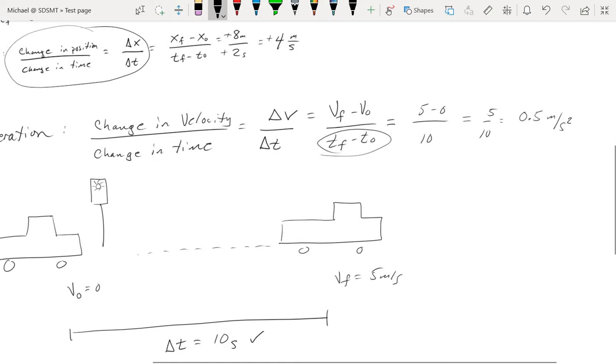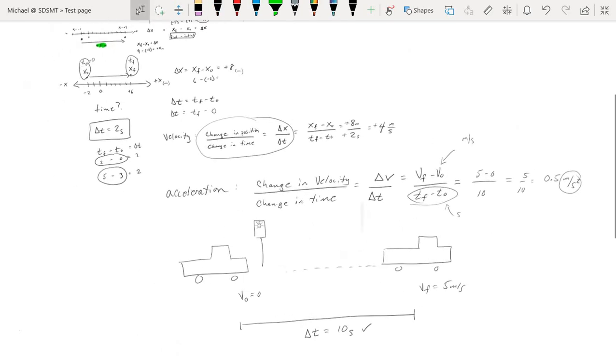And the reason this has to be meters per second squared, if we look back at the units of the terms that we're using, velocity has units of meters per second, time has units of seconds, and so when we combine those, we get meters per second squared.